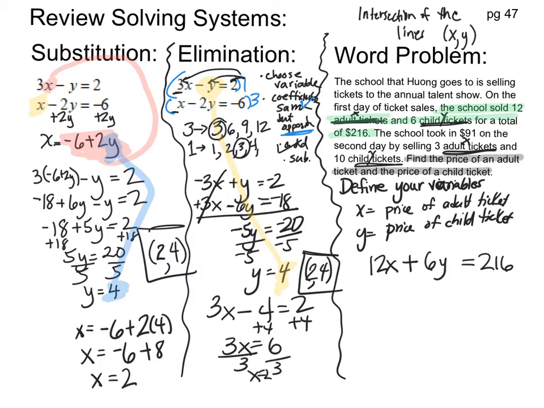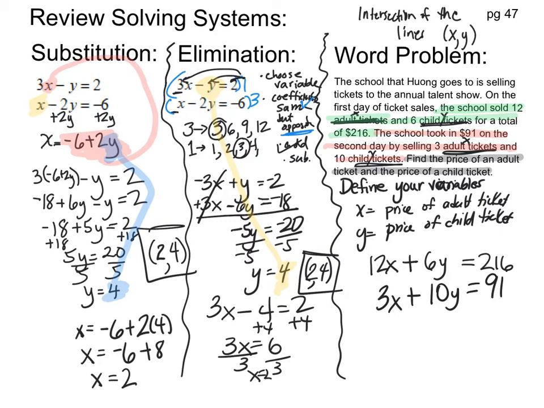The school took in $91 on the second day by selling 3 adult tickets and 10 child tickets. Okay, that will help us with our next equation. A total of $91. Total means you're adding things together. What are you adding together? The money taken in for 3 adult tickets, so 3X, and the money taken in for 10 child tickets, so 10Y. I have my system of equations just by reading the problem and putting the things together.